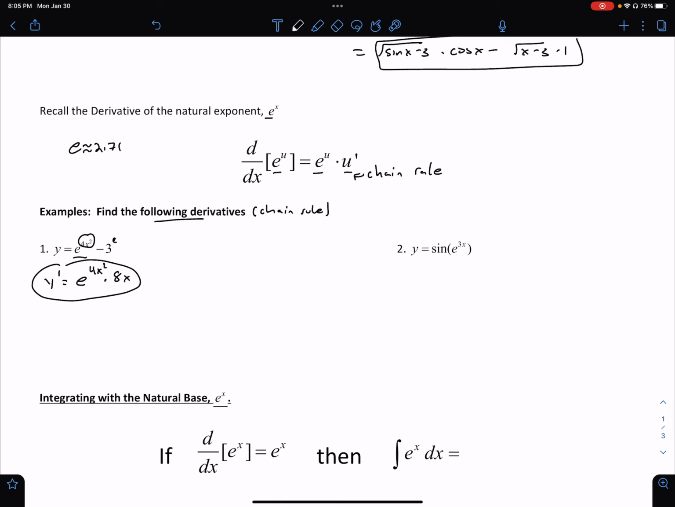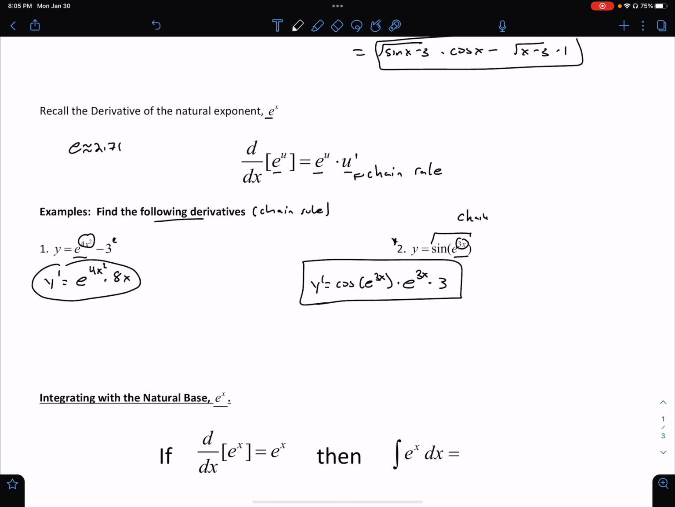For a question like number 2 here, we're going to use a bigger chain rule. The derivative of the outside, the derivative of sine, is cosine of e to the 3x, multiplied by the derivative of the inside, which is e to the 3x, times the derivative of 3x itself, like a triple chain here, times 3. And there's our derivative. That is about as weird as they come.